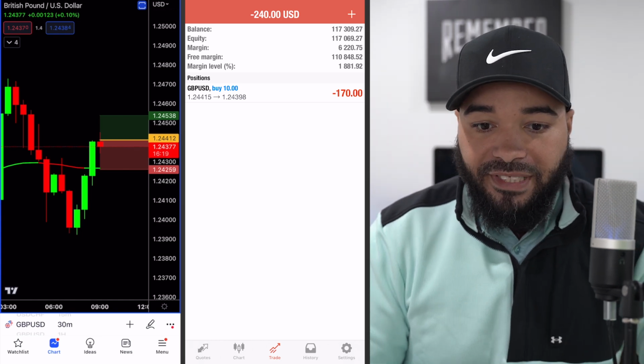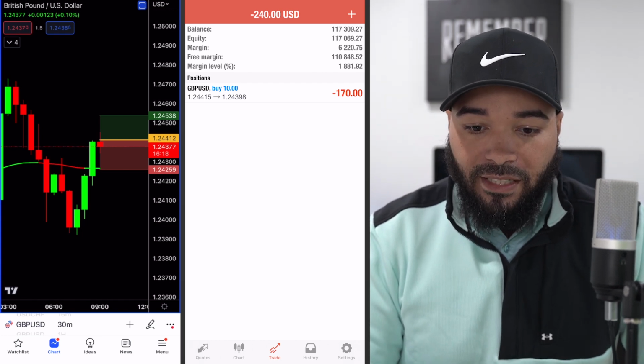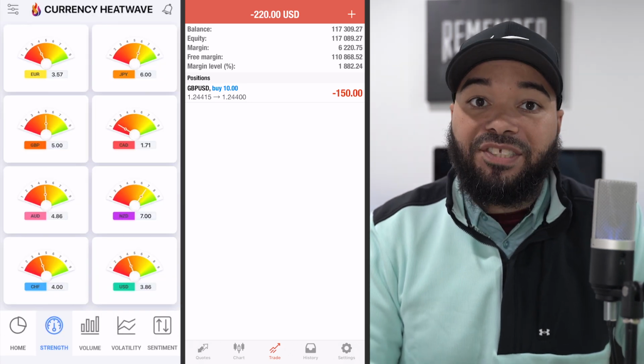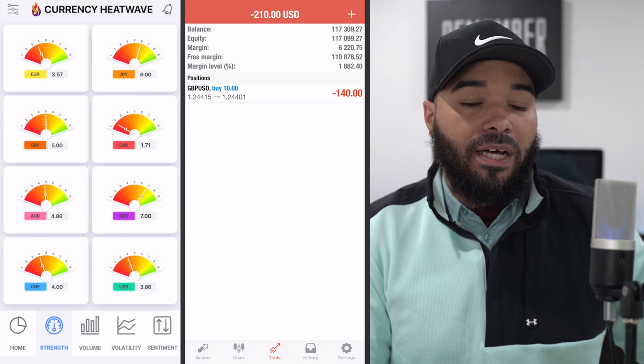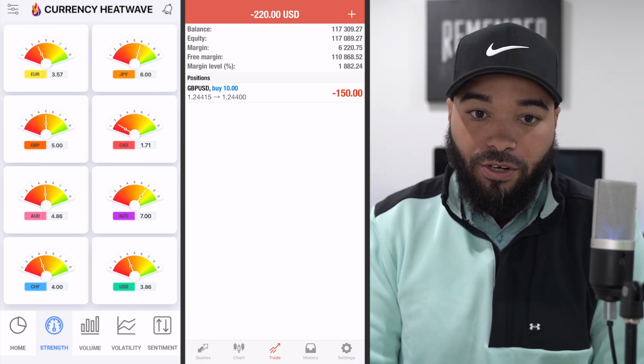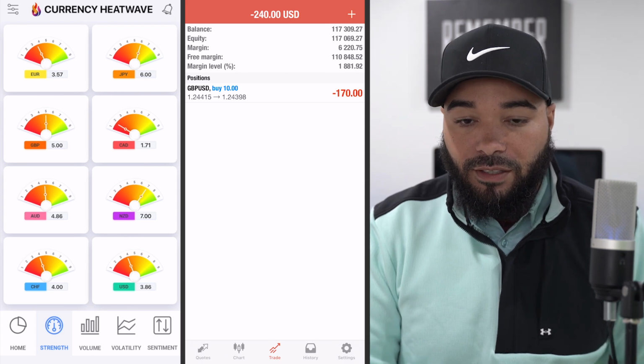All right, now the currency heat wave. Y'all know I like to look at the currency heat wave, and you can see that GBP was a little stronger. It's still stronger from the London session. Now we're in the New York session, and it's still stronger than USD.